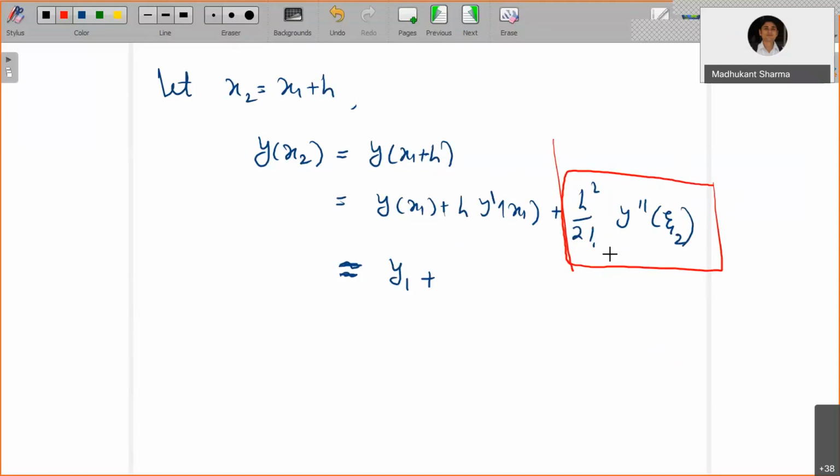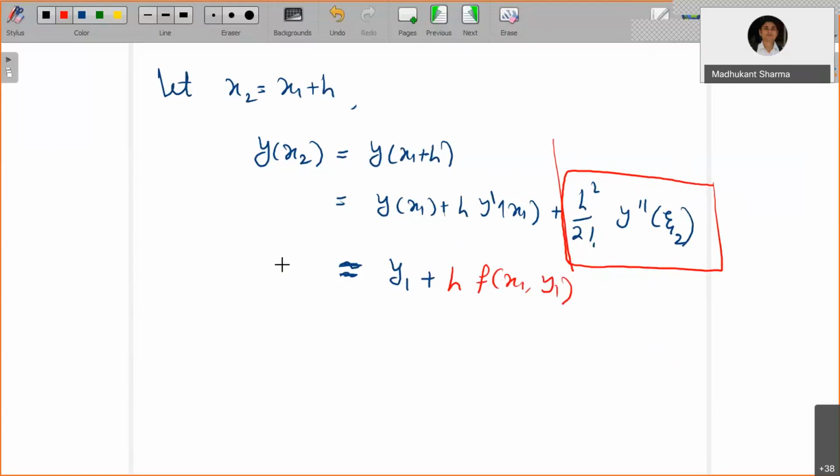If you want higher accuracy, instead of truncating here you can truncate with h cube by 3 factorial times the third derivative of y, and so on. That is a separate case, then you will design some Runge-Kutta method and so on. Right now we are only focused on Euler's method. So plus h times f of x1 comma y1.